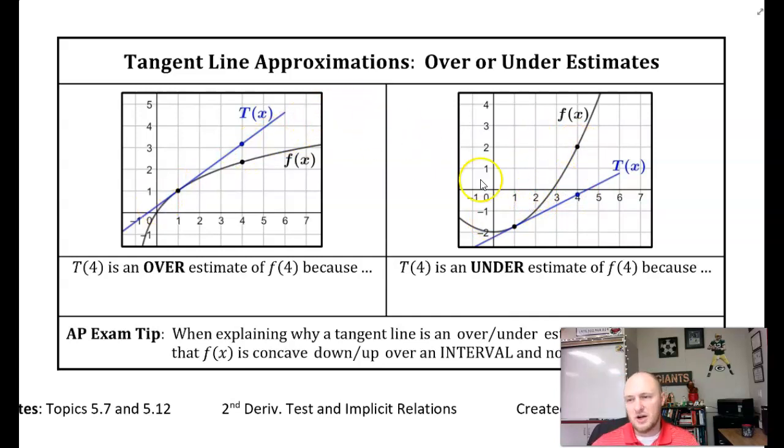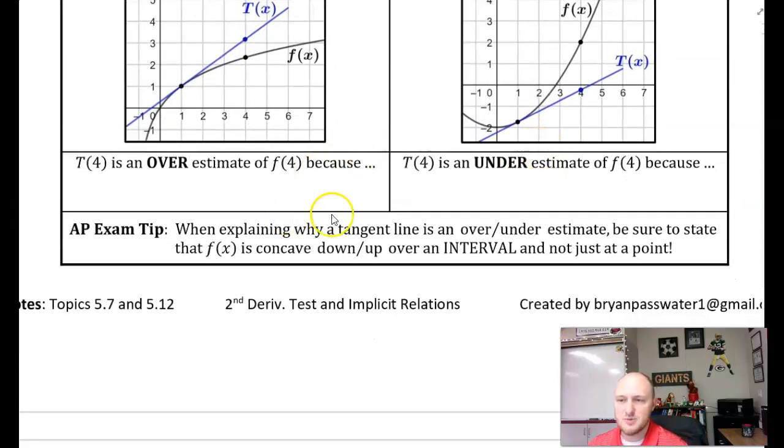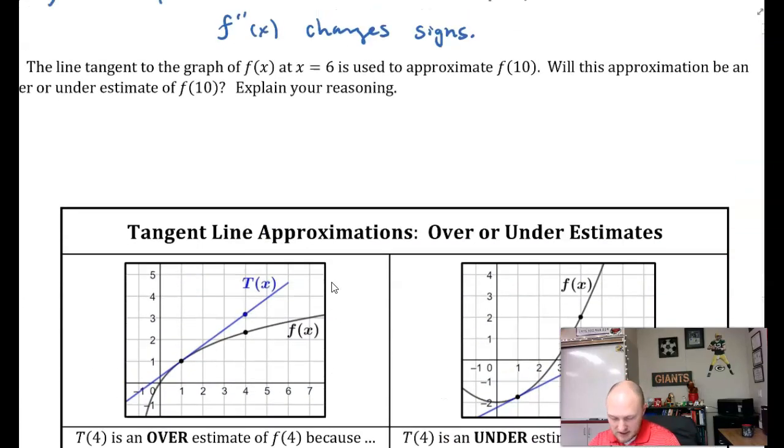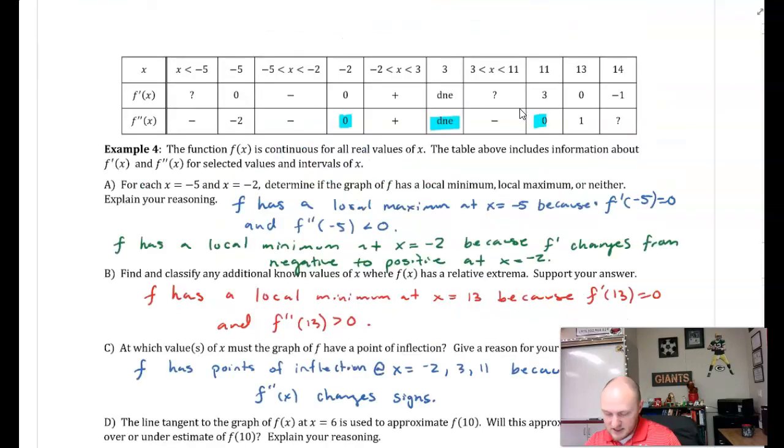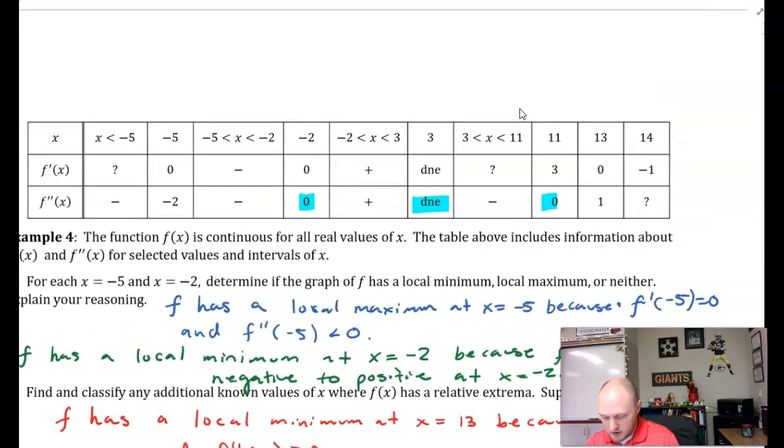So are my tangent line approximations going to be an overestimate or an underestimate? Well, that really depends upon their concavity. So when explaining why a tangent line is an over or underestimate, be sure to state that f of x is concave up or concave down over an interval and not just at that point, okay? So let's go ahead and look at this example. They want to know the tangent line to the graph of f of x at x equals 6 used to approximate f of 10.